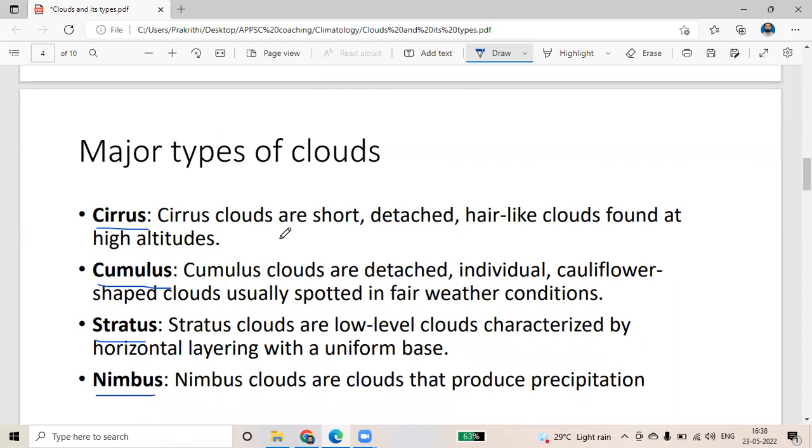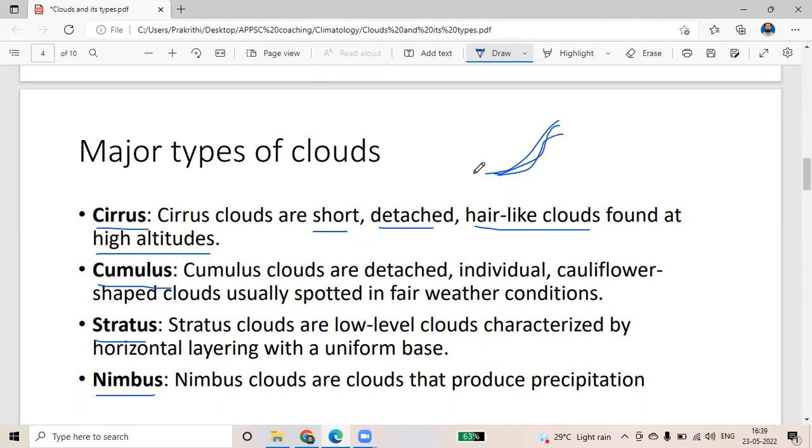So cirrus clouds are short, detached, hair-like clouds found at high altitude. If you look, cirrus clouds are always at high altitude में हैं. सबसे ऊपर जो जगह है उसी एरिया में होगा cirrus clouds. वो 8 किलोमीटर के आसपास ऊपर होगा. And it is almost short होगा, detached होगा, एक cloud का दूसरा cloud से कुछ relation नहीं होगा. And it looks like hair. ऐसा एक hair का जैसा extension इस cloud का होगा. That kind of clouds we can say as cirrus clouds.